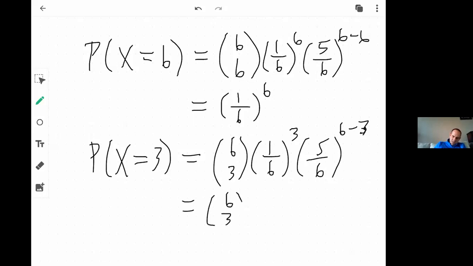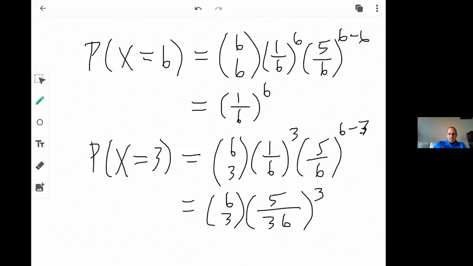So that's just 6 choose 3. I'm just going to leave it like this. So this is 1/6 times 5/6. Let me write this as 5/36, all raised to the 3rd power. I just took the 1/6 and 5/6 and multiplied them together. Since they were both under the power 3, I can do that in this case. So that just makes it easier to compute later on.